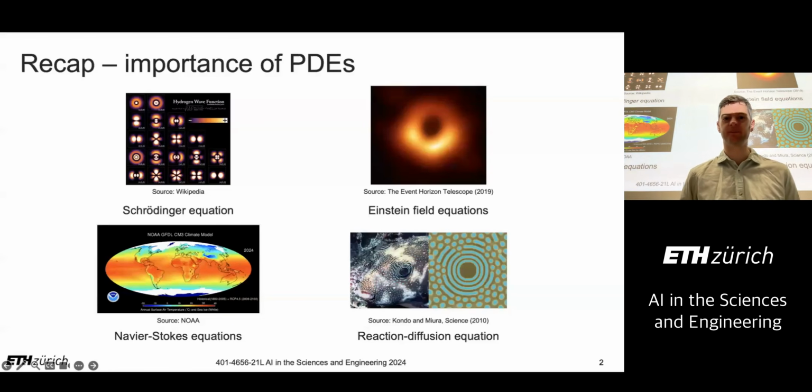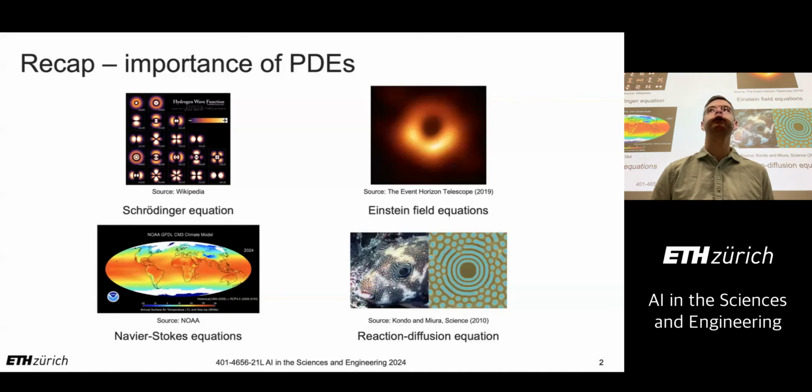Before I get started on physics-informed neural networks, I just want to recap what Sid talked to you about last week. And he talked about the importance of partial differential equations, and PDEs really are the fundamental building blocks that we use to describe and understand many different scientific phenomena. From the very smallest of scales, using, for example, the Schrödinger equation to model the dynamics of atoms, to the very largest scales, using, for example, Einstein's equations to model black holes.